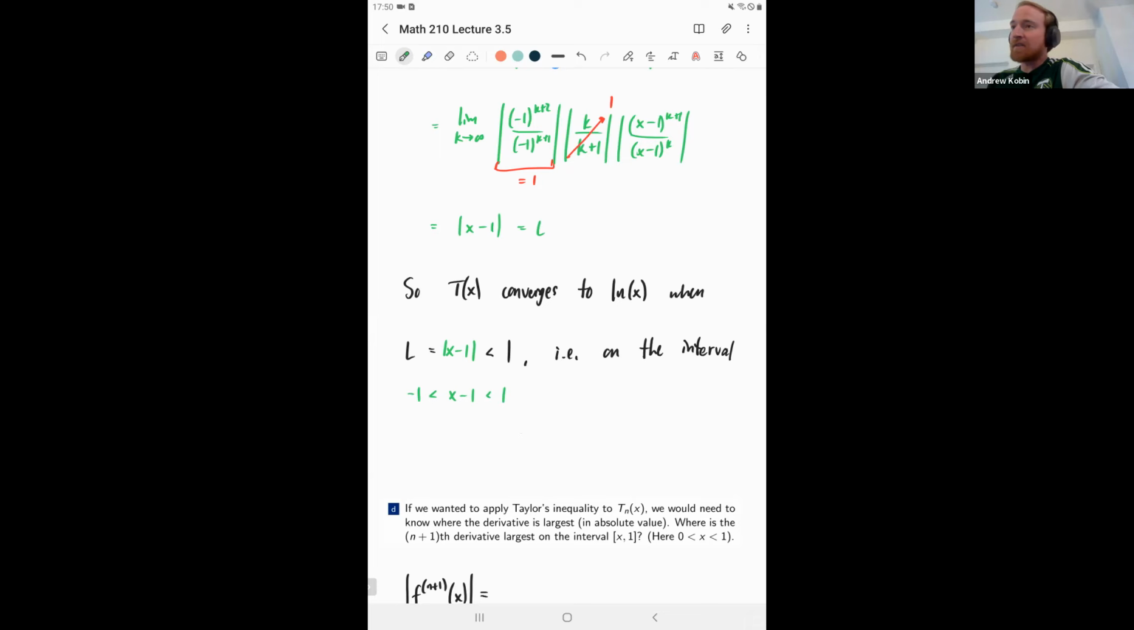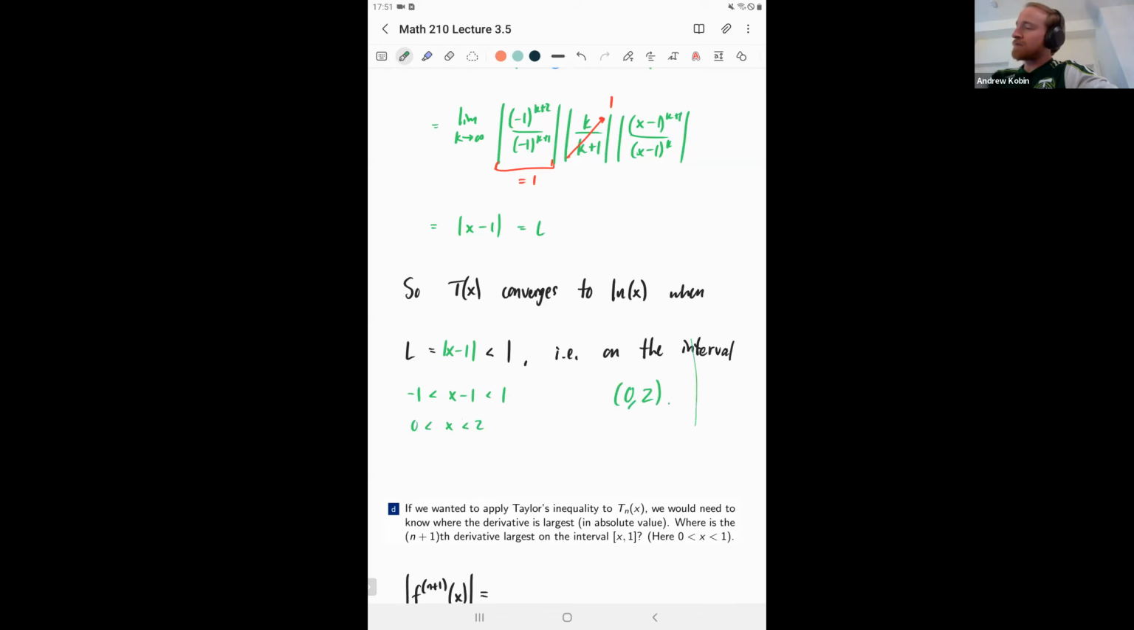We can write this out as a pair of inequalities like this, and then we can solve for x in the middle by adding 1 everywhere. So on the interval 0 to 2, I'll leave it with open parentheses because we don't know anything at the endpoints at the moment. This series converges, and it converges to ln of x.